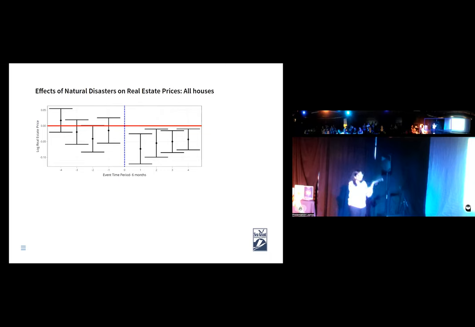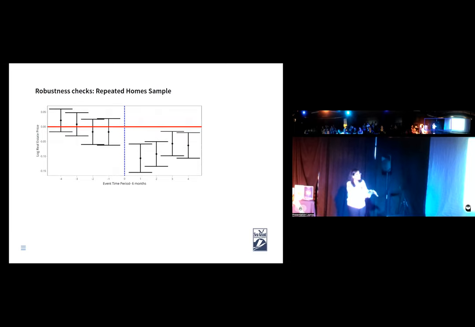This graph is for all the homes in our database. To check for robustness, we also look at homes that have been sold more than once, also known as the repeated home sample. Again, before the disaster, all these bars touch the horizontal line, which means the treatment homes and the control homes were behaving in a similar manner. Once a disaster hits, there's a significant decline in home prices within the first 6 months, and again within the 7 to 12 months, the 13 to 18 months, and the 19 to 24 month period.